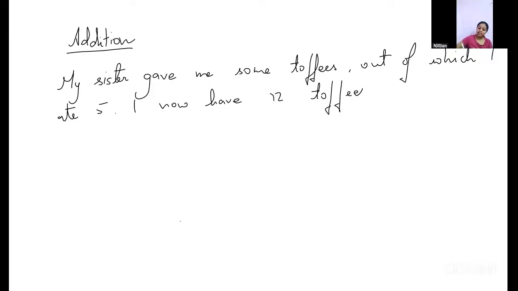So if we try to make an expression or an equation with it, we can make it. X was the number of toffees that my sister gave me. Why X? Because there is written "some", but I don't know the exact value. But I ate how many? 5. And now how many do I have left? 12.